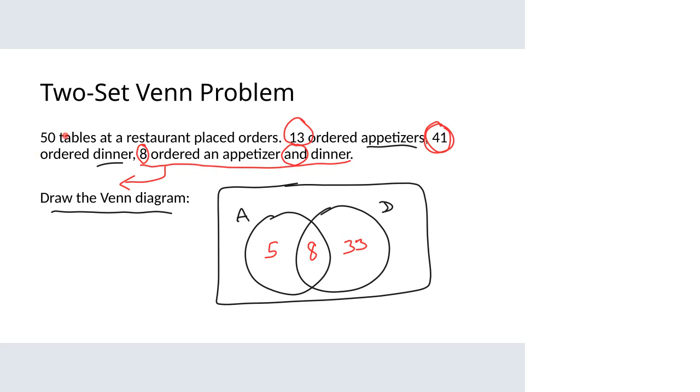I was told that there were 50 tables at the restaurant. So far, I have 5 plus 8 plus 33 on my diagram. So that's 46. That means there must have been 4 other tables that need to go out here in region 4. They didn't order appetizers, they didn't order dinner, maybe they just came in for coffee, or maybe they came in for dessert. We don't know. We just know they didn't do an appetizer and they didn't do dinner. And so there's our diagram. Now let's use that diagram to answer questions.